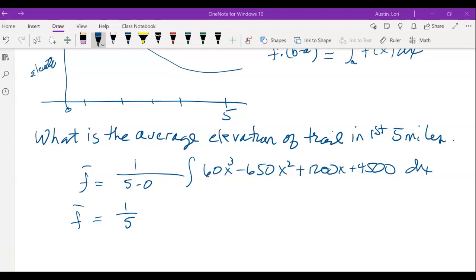So yeah, it's 60x to the 4th divided by 4. So I want to reduce it down. What's 60 divided by 15? Yeah. So we have, don't forget, 15x to the 4th. All right, minus.